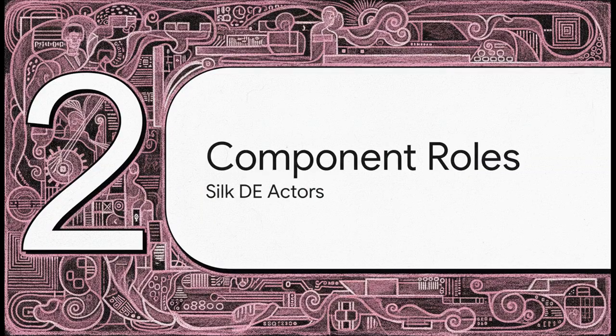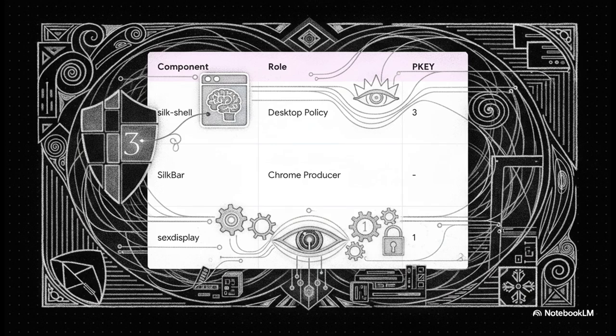Moving on to Section 2, silkDE roles. This right here is the strict capability graph locked in by our architecture.md. We have 3 main components, and everyone needs to know exactly what they do. First up is Silkshell. This runs under Protection Domain Key, or PK3. It completely owns all desktop, window, and input policy. Second is silkbar. Think of this strictly as the shell Chrome and top strip state producer.